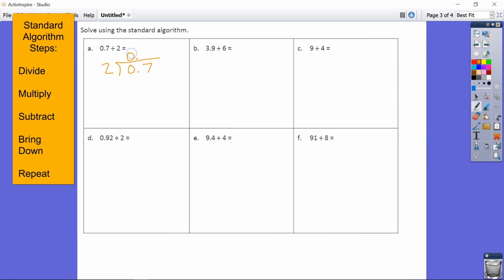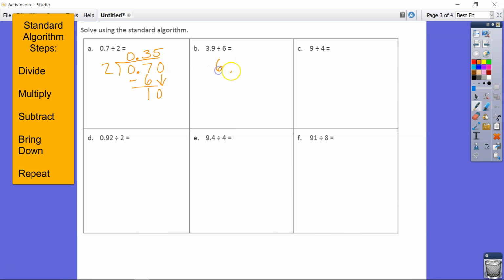I know 0 in my ones place. How many times is 2 going to 7? 2, 4, 6, 8. 8 would be too much, so 2, 4, 6. That's times 3. There we go. 6. Subtract, 1 remaining. We'll bring down my hundredths. Now I have 10 hundredths divided by 2. It's going to be 5. That's my answer there.